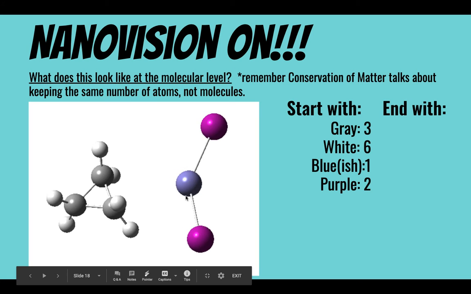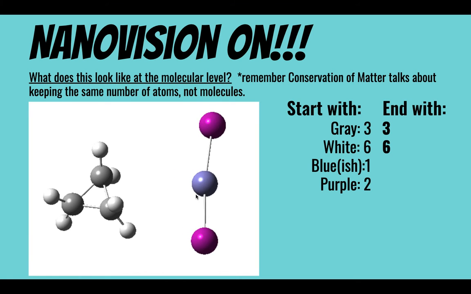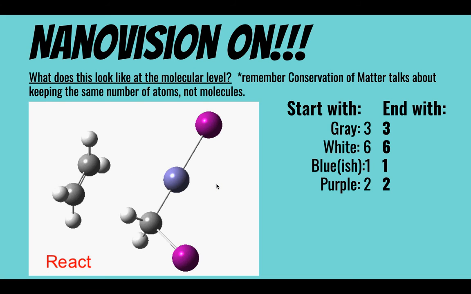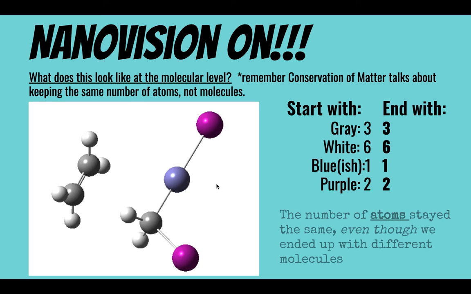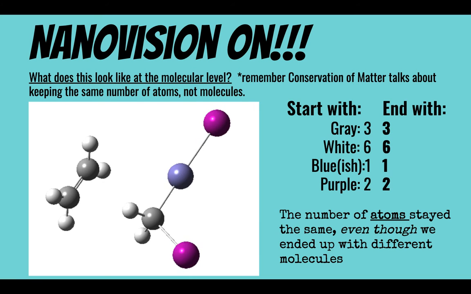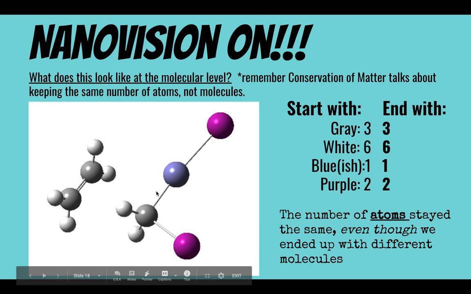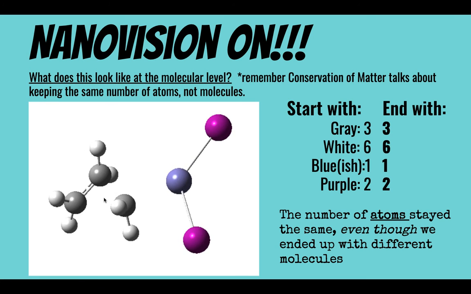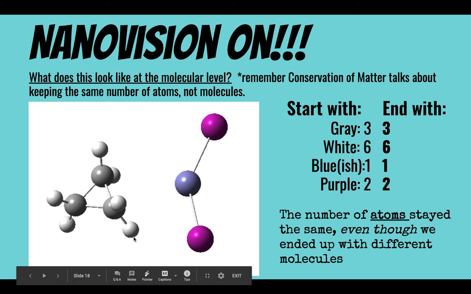All right, and we end with, we still have 3 gray atoms, 6 white atoms, 1 blue atom, and 2 purple atoms. The number of atoms stayed the same, even though we ended up with different molecules, right? This molecule is not going to exist after the change. As you can see, boom, it turns into a new molecule.